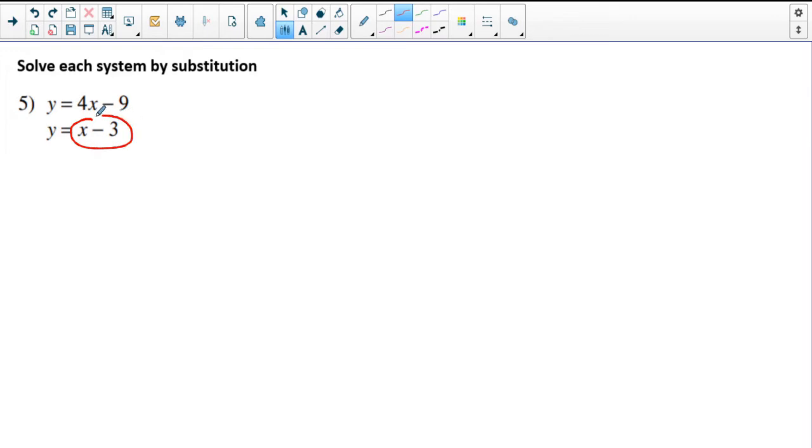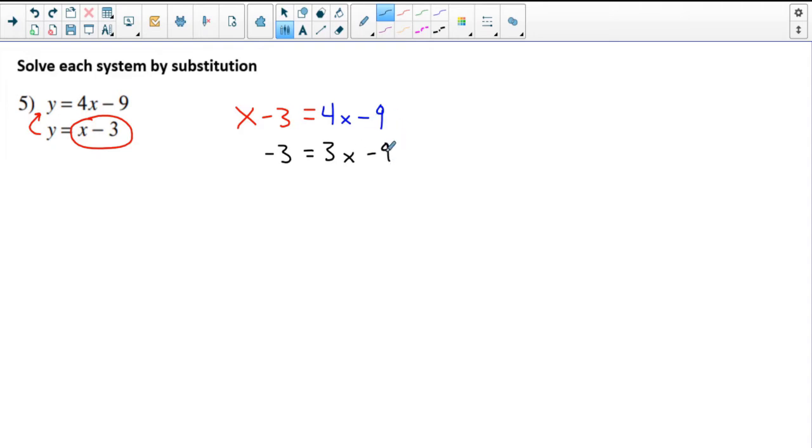So what I mean by that is if y equals x minus 3, I can just substitute that back in for the y up here, which means that this is going to be x minus 3 equals 4x minus 9. Okay, so to solve this, I can start by subtracting x from both sides. I'm going to get negative 3 equals 3x minus 9.